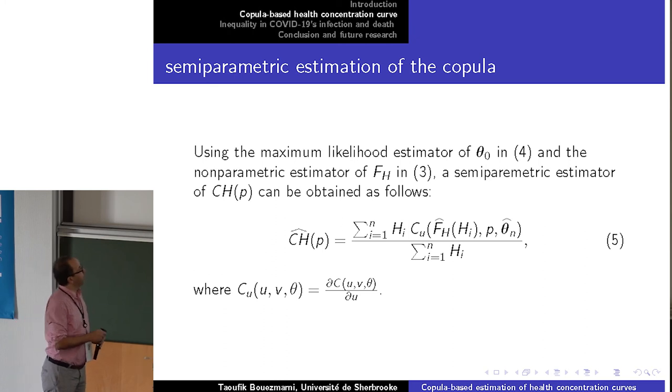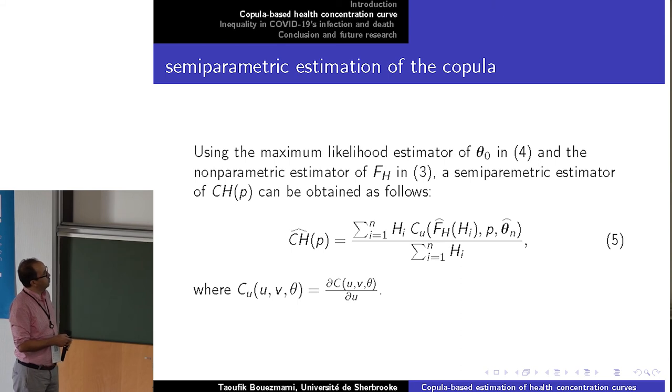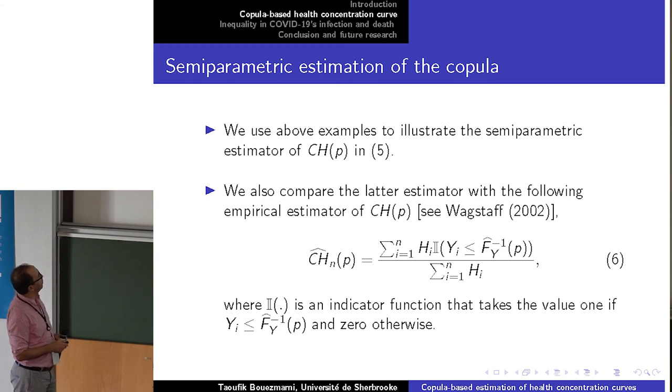Once we have that, we just plug in the characterization that I showed at the beginning to obtain a semi-parametric estimator of the concentration health curve. I will skip this comparison here, but in the paper we have some simulations where we compare. For a given simulation, not a Monte Carlo study, we show some graphs of how this semi-parametric approach for the estimation of the curve compares to the existing one, which is the empirical estimator given by this formula here.